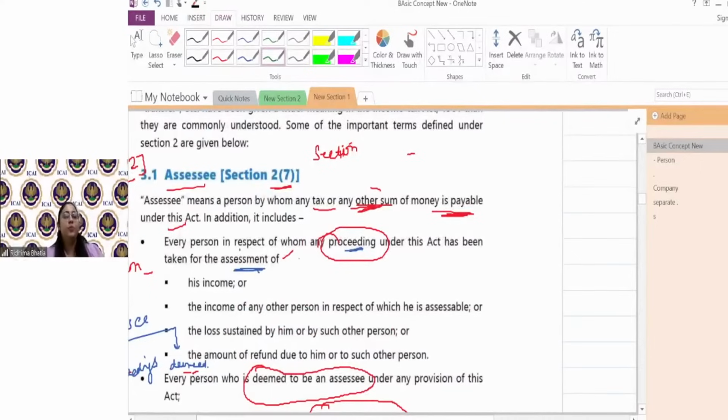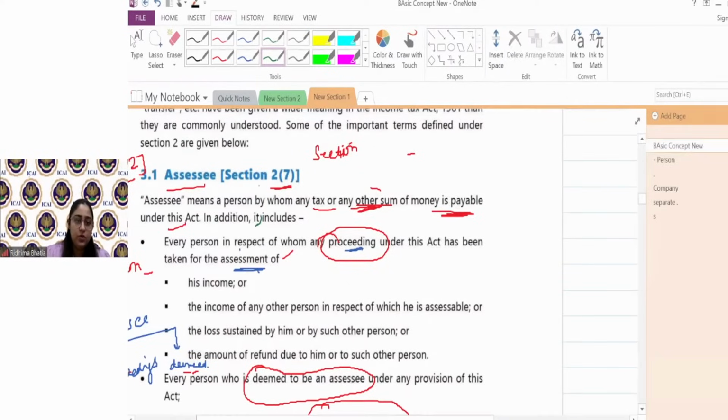Assessee मतलब कोई भी पर्सन जिसको टैक्स देना है या कोई सम देना है. Sum can be any fee, any penalty under Income Tax Act. कोई भी पर्सन मतलब it can be an individual also, it can be an HF also, it can be a company also who has to pay tax or who has to pay any sum. ठीक है?